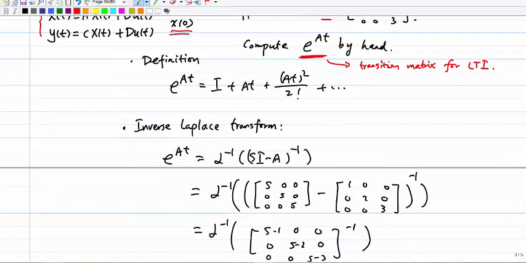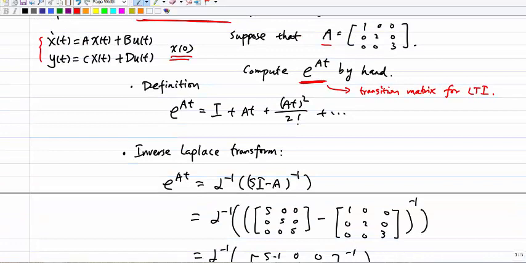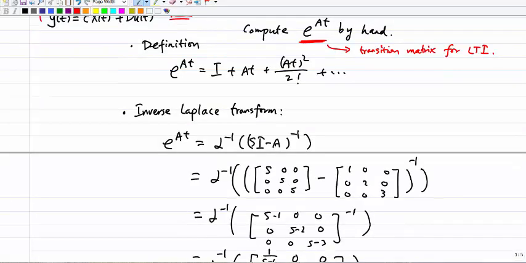The second approach is you can use the inverse Laplace transform, which is e to the At is L inverse of (sI minus A) inverse. Okay? I don't want to compute the first one. It's a little bit complicated, but you can do it. We have to find the pattern. That's it. For the second one, you can do that.